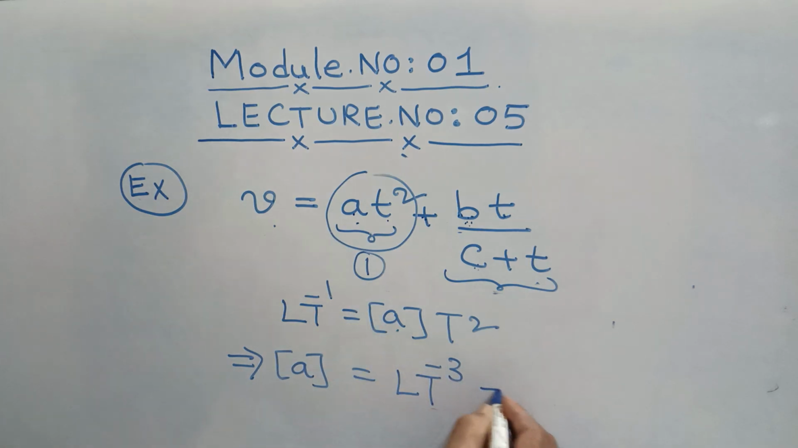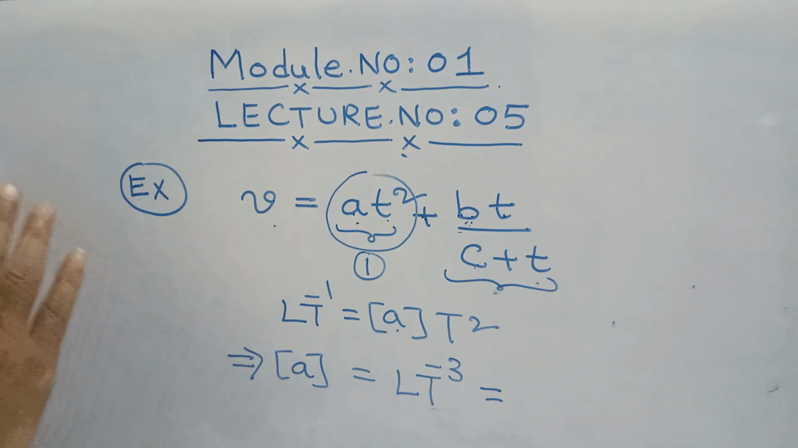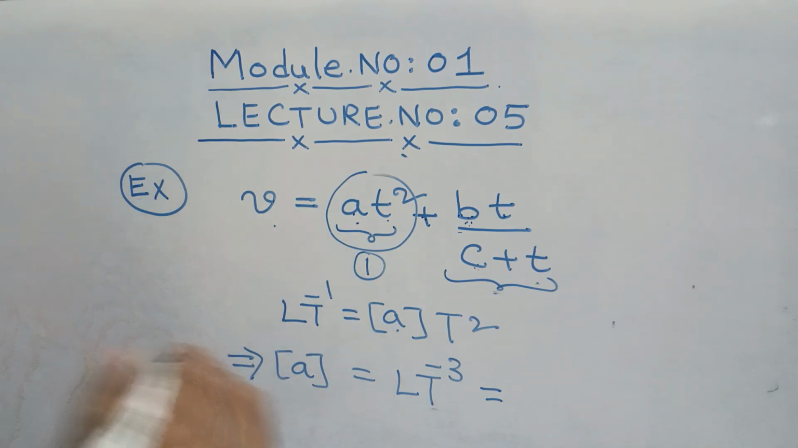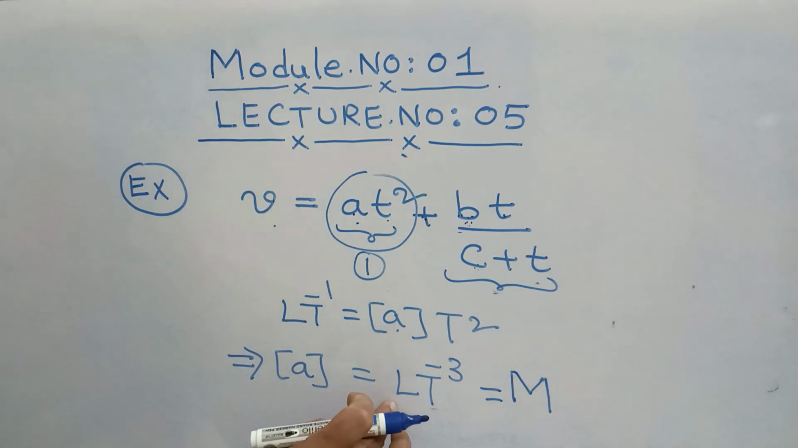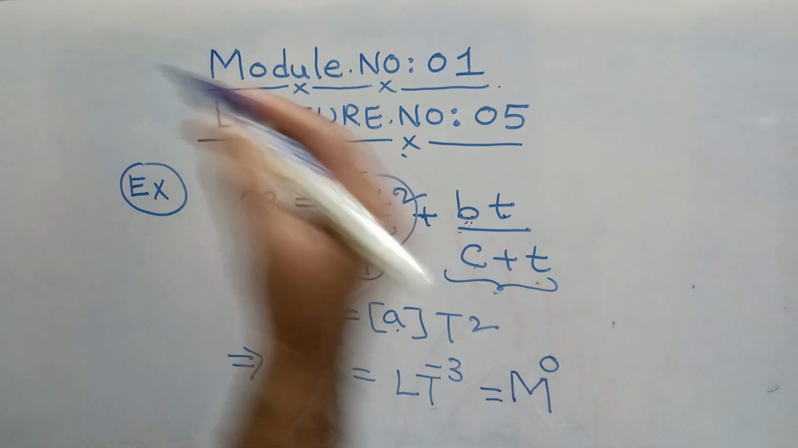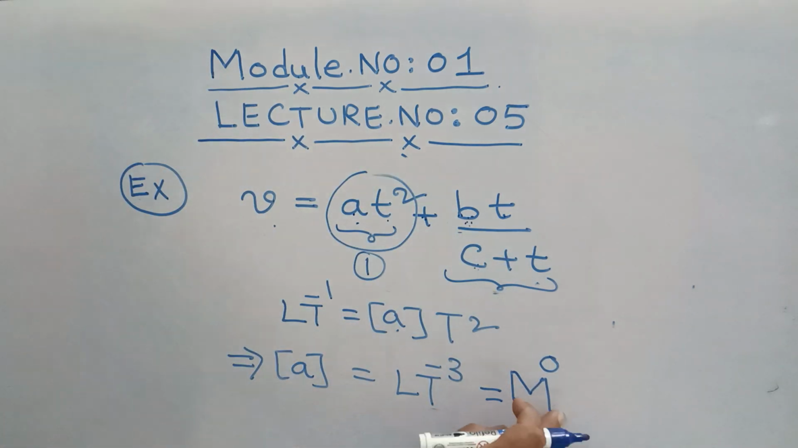Or otherwise, in general, normally in the dimension formula, M L T will be written in the order. Therefore, M. There is no M here, so you can write M power 0. There is no mass value here, but for the sake of completeness, you can write M power 0, and it is L.